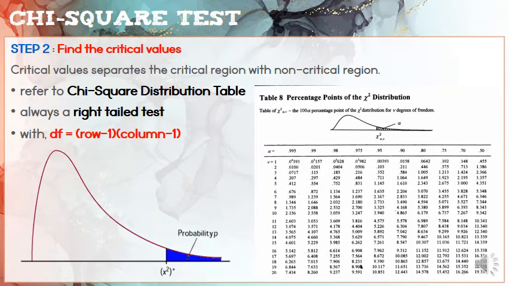Step 2, find the critical values. As you know, critical values separate the critical region from the non-critical region. So please refer to the chi-square distribution table. It's always a right tail test with degrees of freedom row minus 1 times column minus 1. So it's always a right tail test.